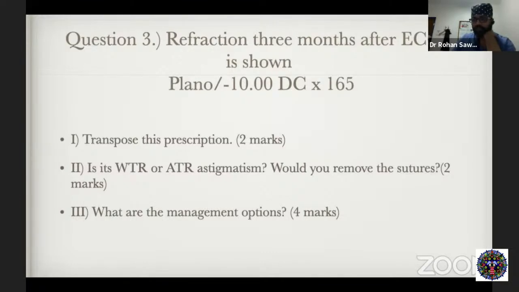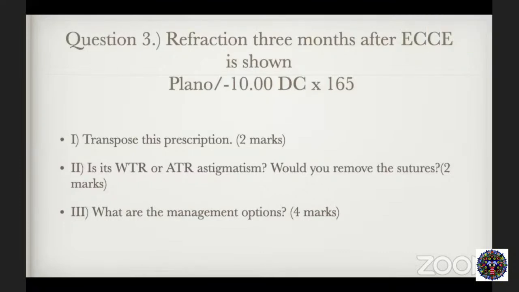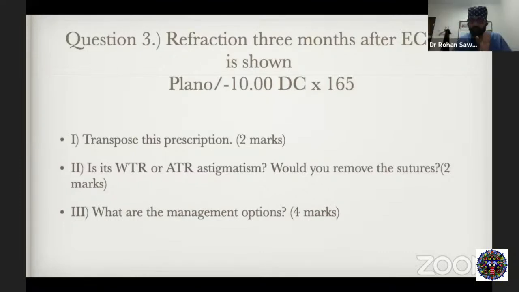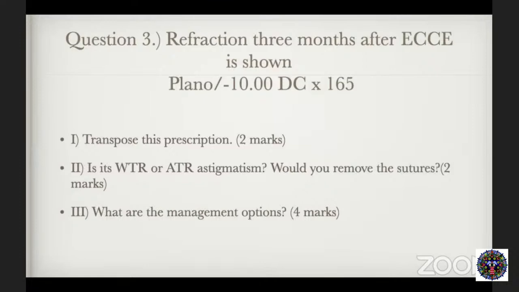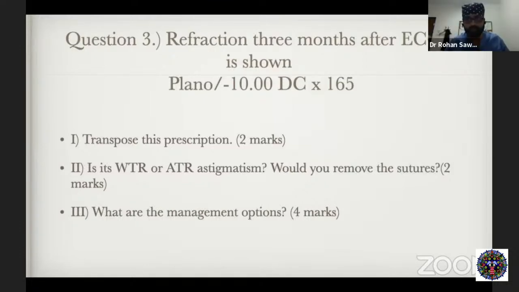So it's very easy to remember with the rule. Plus at 90 or around 90 is with the rule, plus at 180 is against the rule. So this becomes a with the rule astigmatism, because the vertical meridian has more plus cylindrical power. Would you remove the sutures? Yes, I think you should remove the sutures to see how much of it is settling.